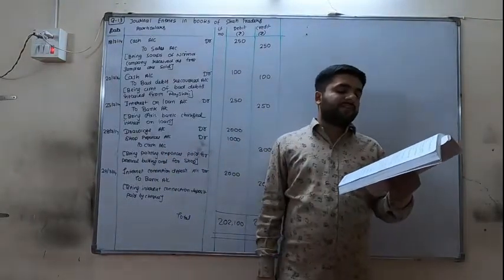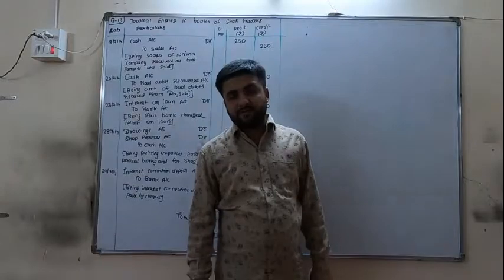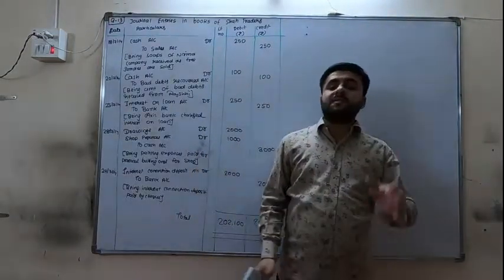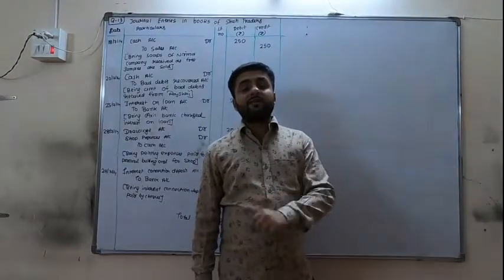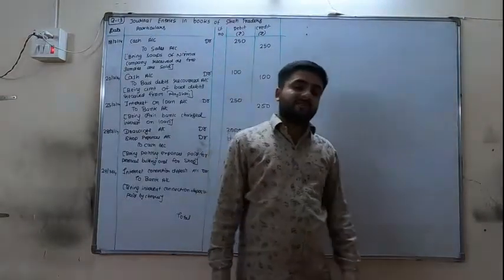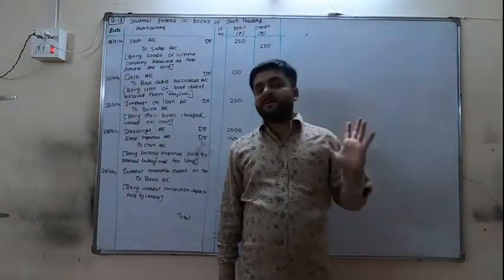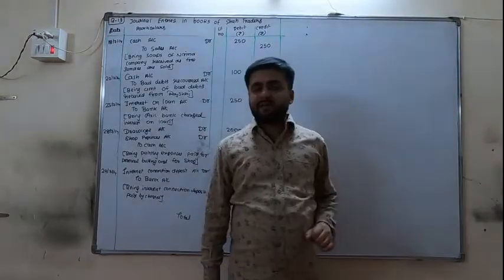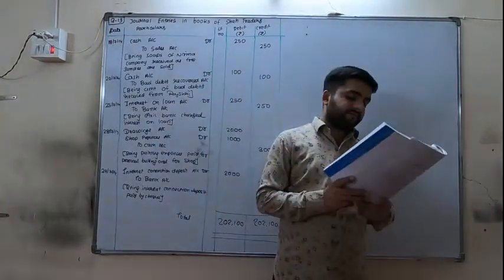Withdrawn goods of 300, cash of 200 for personal use. Whenever the word personal use is given, drawings are debit. Goods are going out other than sales, so purchase account credit. Cash is also going out, so cash is credit. So drawings account debit 500, purchase account credit 300, cash account credit 200.